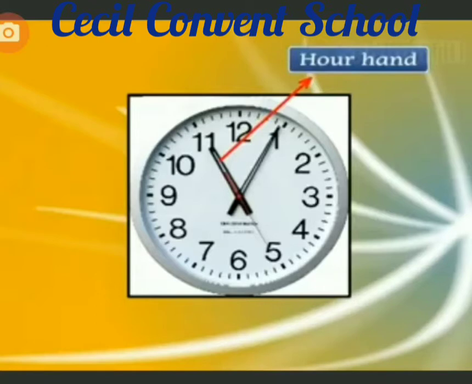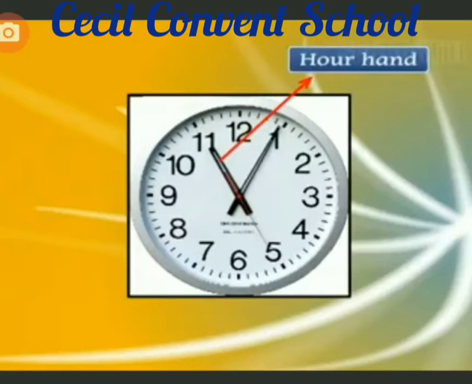Small lines are there, like this one, small line. From one number to another number, there are a total of 5 divisions. And 12 to 1, how many divisions are there? 5. 1 to 2, again 5. So total becomes 10. So that's why, students, we will consider every number as 1 we multiply by 5, 2 we multiply by 5 again. In this manner, with every number we multiply with 5, because in total there are 60 divisions.